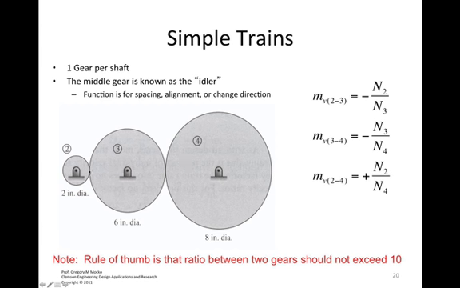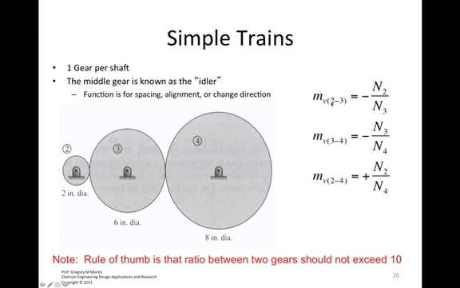So in this case, the PD of gear 2 has got to be the same as the PD of gear 3, has got to be the same as the PD of gear 4. And here is the relationship. So in this case, the velocity ratio.